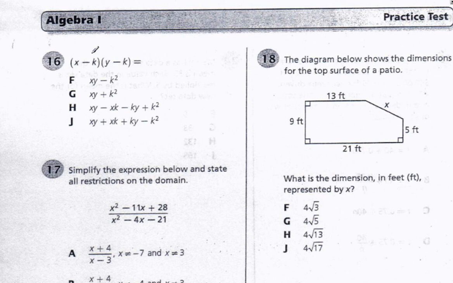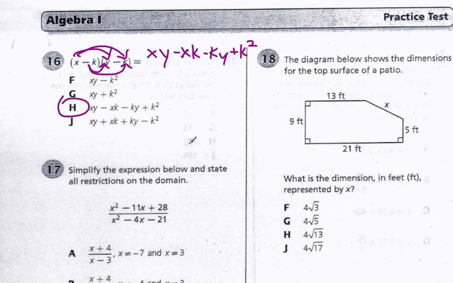So, first one, what is this equal to? Well, this is just a FOIL problem. It's a little funky, because there's no numbers, but that's okay. So we do first, x times y, it's xy. X times negative k, it's going to be negative xk. Inner, we'll have negative ky, and then our last, negative k times negative k, will be positive k squared. And does that look like one of our answers? Yes, it does. Okay, that was easy.